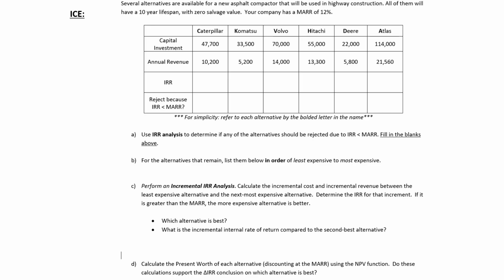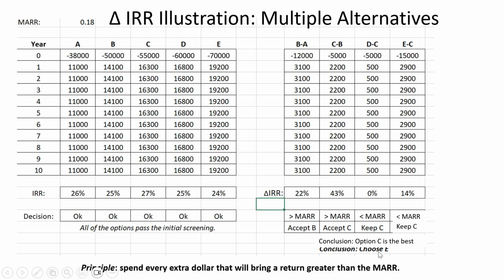And then of the options that remain, do the incremental analysis. And it should look similar to this. It should follow the approach where you order it from cheapest to most expensive. And then you go step by step. You don't know at the outset. By the way, this is really important.